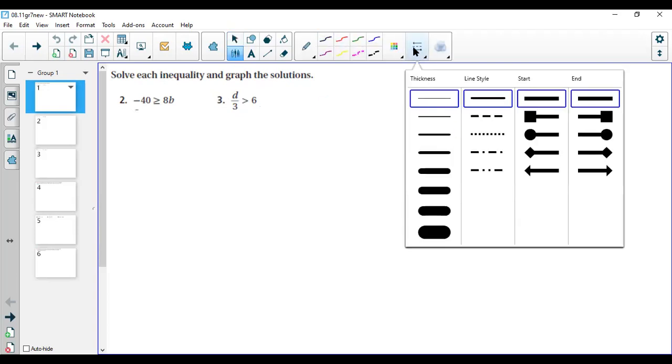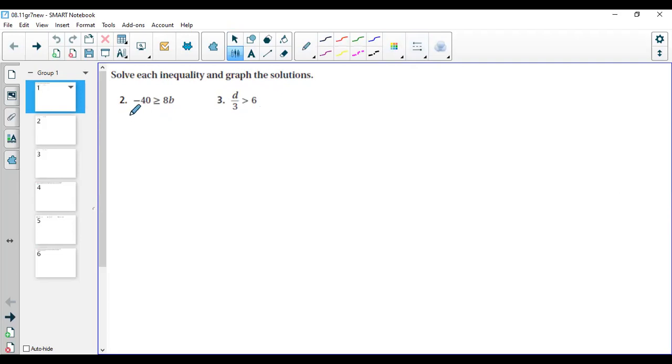Okay, so to start with question number 2. Negative 40 is greater than or equal to 8b. Now, 8b means 8 multiplied by b. So we need to divide in order to solve this. Now, keep in mind, I am dividing by a positive number. It is not a negative number. I am going to divide negative 40 by a positive number. If 8 was negative here, then definitely the sign will flip. But here 8 is not negative.